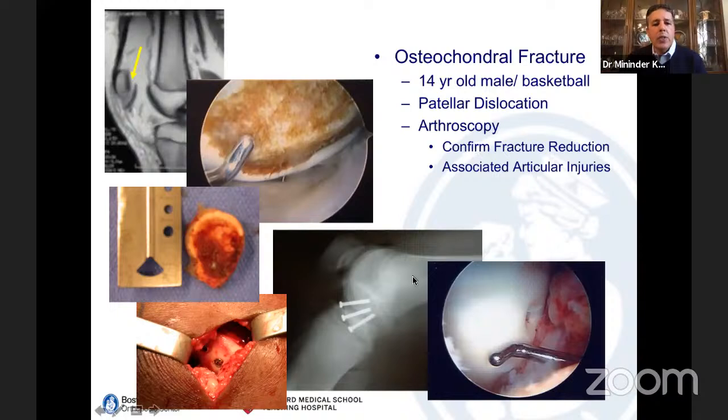This is the other place you'll see the osteochondral fragment. So you see a large piece of cartilage and bone here. It comes from the lateral femoral condyle, so from the trochlear groove just distal. These often also can be large fragments that we put back. So this is an arthrotomy, lateral parapatellar, putting the fragment back with screws. And this is the fragment at the time of screw removal.